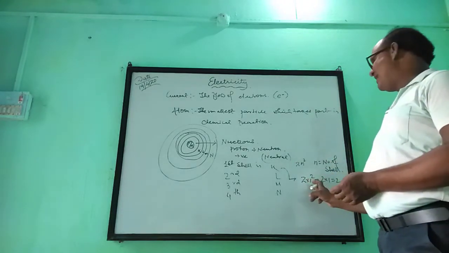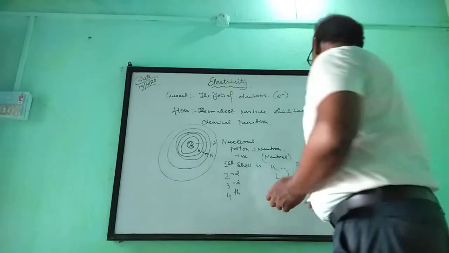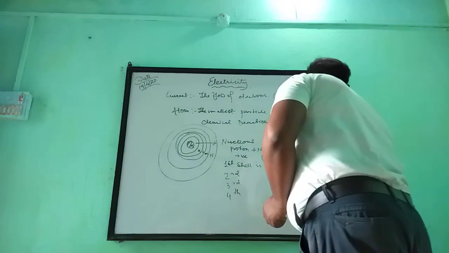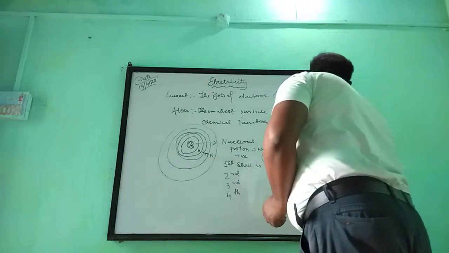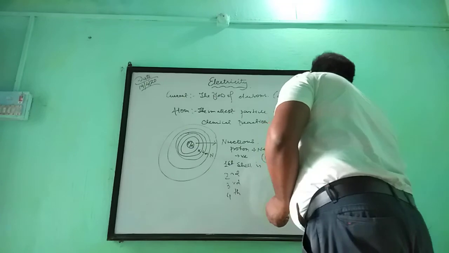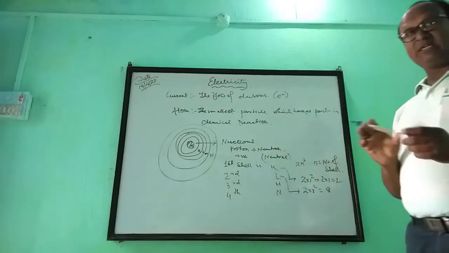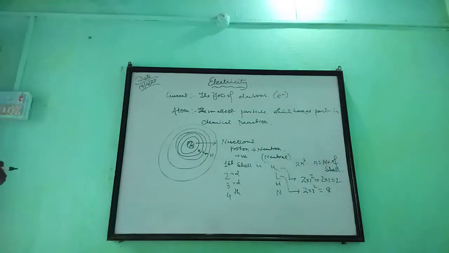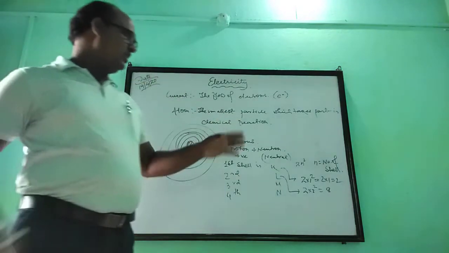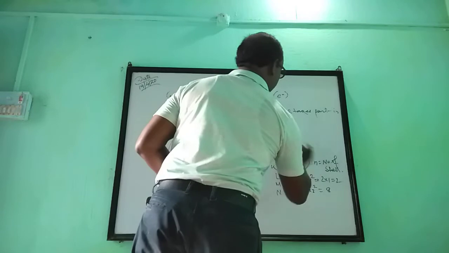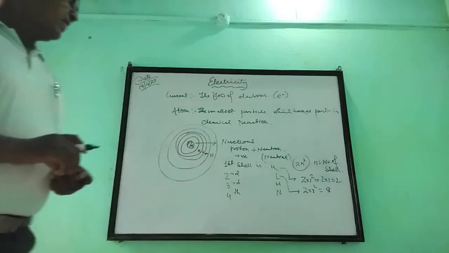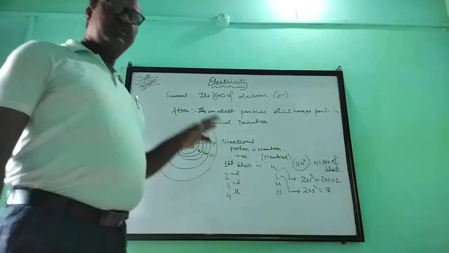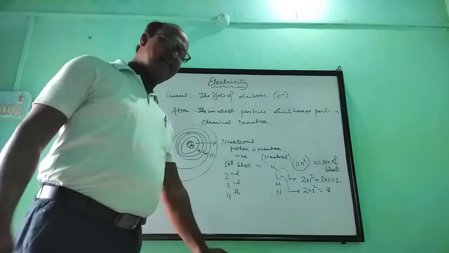That is 2n square. N is here 1. In the second cell, 2 into 2 square, that is 8. And so on. The maximum capacity of bearing electrons in a cell is given by the formula 2n square, where n is the number of the cell. This is the structure of an atom. I think you understand it.